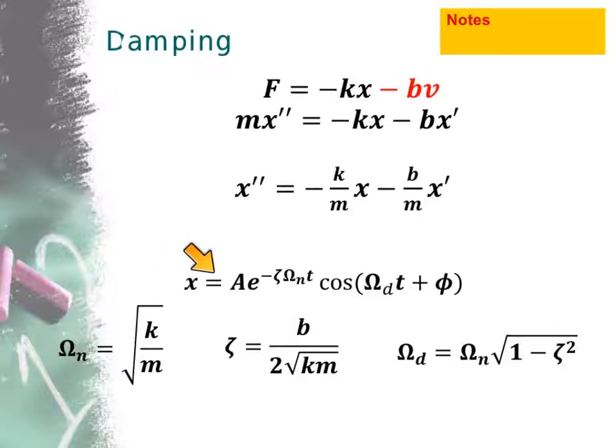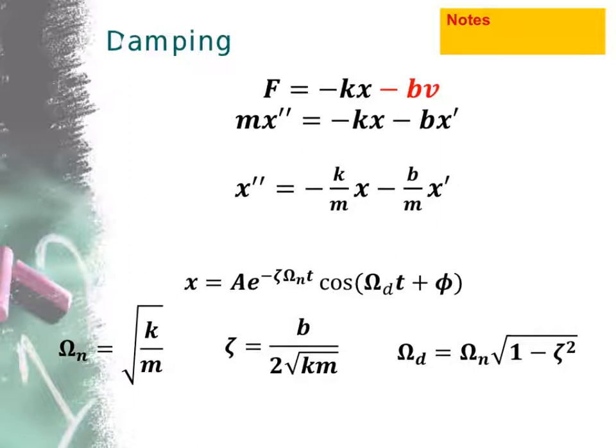It turns out that its solution looks something like this. It looks like an exponential decay, e to the minus, and then we have an interesting new letter here, called zeta, times omega n. I'll describe all these. You have an exponential function, and then you multiply that times cosine of omega d, which I'm going to explain in a moment, times t plus phi. So it's like cosine and an exponential decay multiplied together, and that causes some very interesting things to occur.